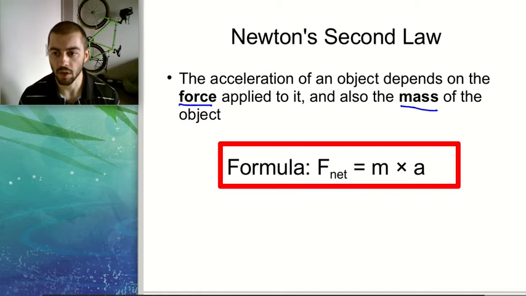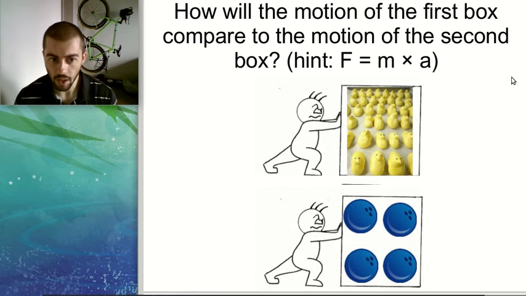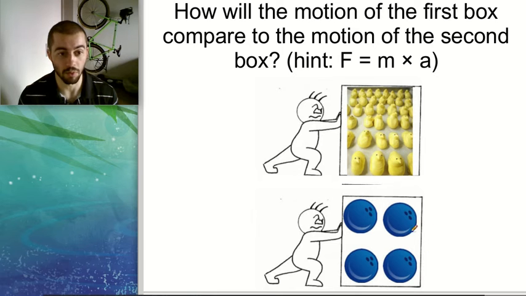Okay, so we'll look at a couple of examples of this. If you want to pause the video and think about it, we've got here a box filled with peeps, these little marshmallow peeps, if you've had those around Easter time. And we have a second box filled with bowling balls. We've got the same guy putting the same amount of force into both boxes. One is filled with these fluffy little peeps, and the other is filled with these heavy bowling balls. How would the motion or the acceleration of the first box compare to that of the second box?